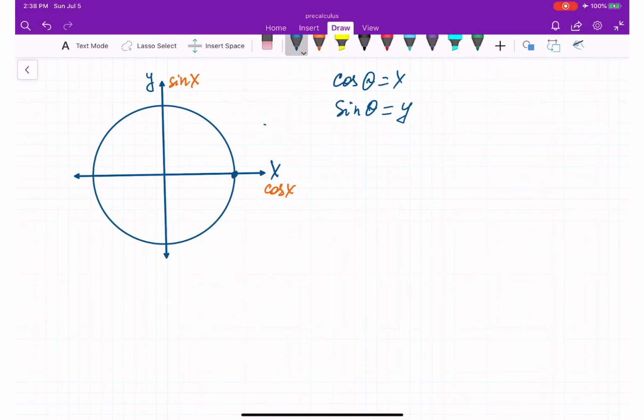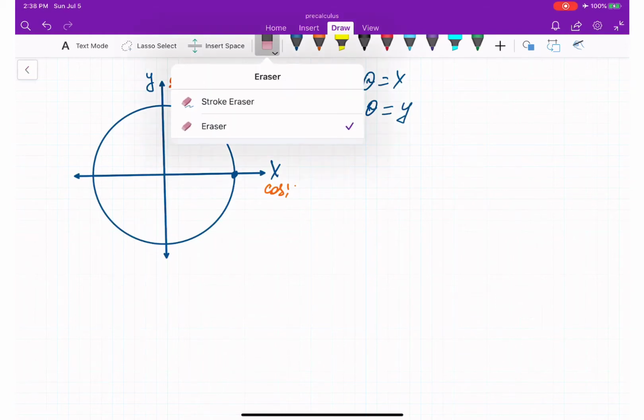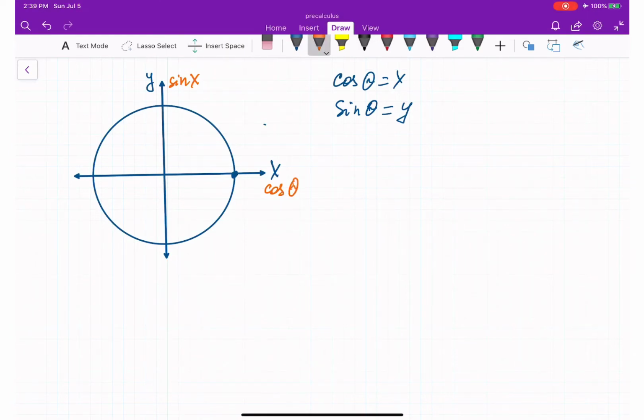Okay, now let's write down also the coordinates at this point. Our cosine x, or okay, let me put theta, because we have the x-axis and angle x, so it won't be confusing. I'll just put theta.